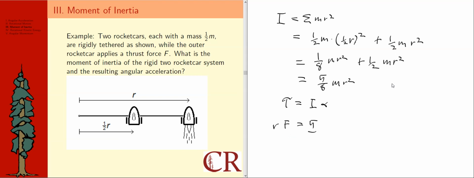For I, we'll put in the 5/8 mr squared we just found. And then we put in the alpha, which we're trying to solve for. We can cancel off one of those r's. And if we cross multiply, we're basically going to multiply both sides by 8/5 and divide by m r. Alpha will then be equal to 8/5 F over m r.